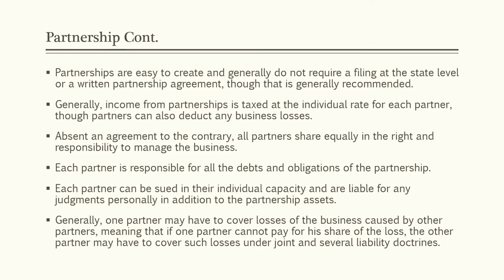Generally, one partner may have to cover losses of the business caused by the other partners, meaning that if one partner cannot pay his share of the loss, the other partners may have to cover such losses under joint and several liability doctrines. A plaintiff can sue all partners jointly and severally, meaning they can sue all the partners or just one for the entire loss or the debt of the partnership.